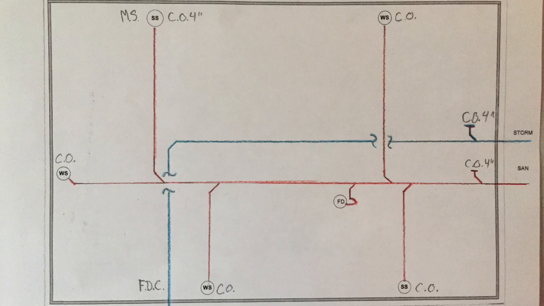Once we have done that, we need to now add color to all our lines to indicate red is for sanitary, blue is for stormwater. And again, making sure we have all our cleanouts at all our stacks, and make sure we have our cleanout as it leaves the building.